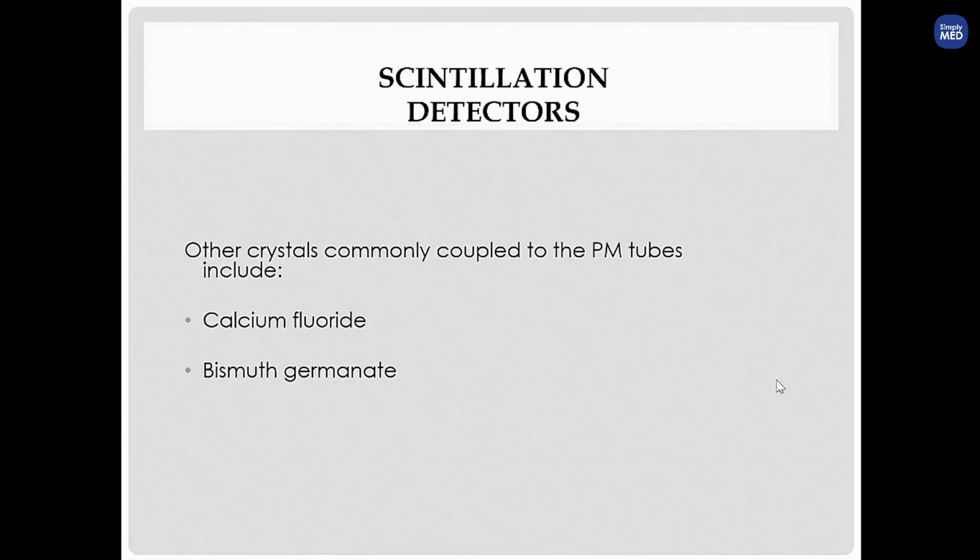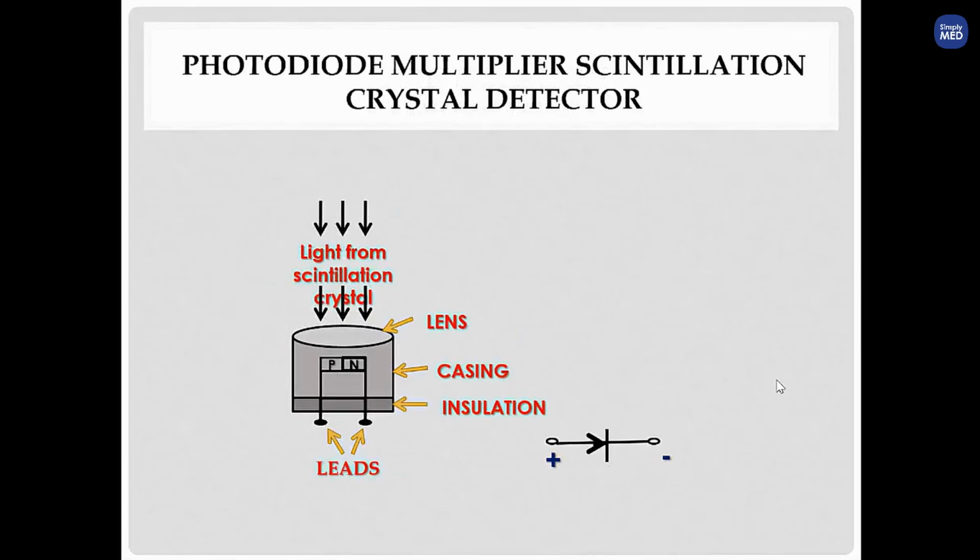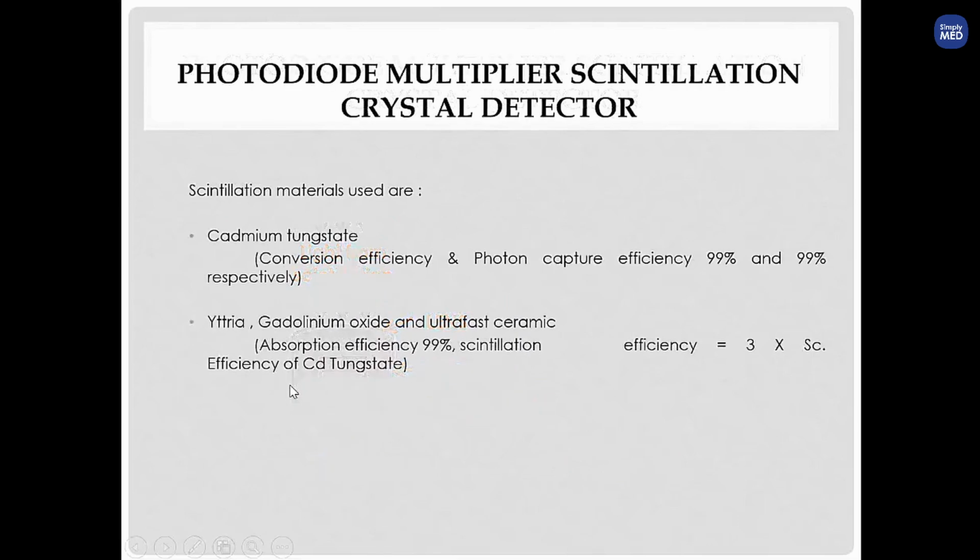Usually we use calcium fluoride and bismuth germanate as the scintillation material. We also have the photodiode-coupled scintillation crystal detector. Instead of a PMT, we use a photodiode, so the light from the scintillation crystal is sent to the photodiode, where it is converted into electrons.